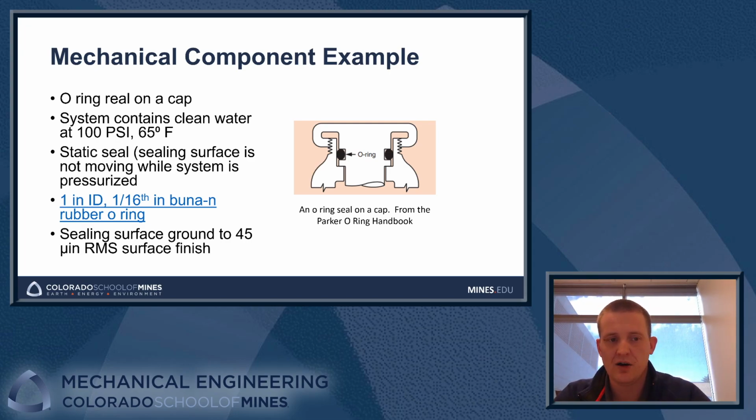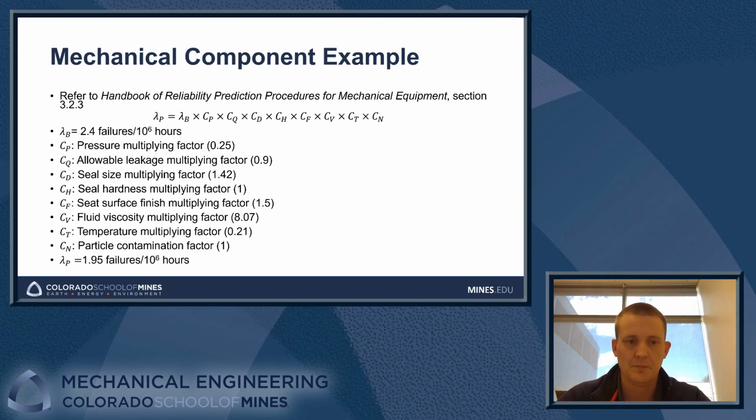The O-ring that we're using is a 1-inch ID, 1/16-inch thickness Buna-N rubber O-ring from McMaster. You can see the link in the presentation there if you want to go check out that O-ring for yourself. And then we're going to go ahead and say that the sealing surface was ground to a 45 microinch RMS surface finish, because the roughness of the surface has a big effect on how good the seal is with an O-ring.